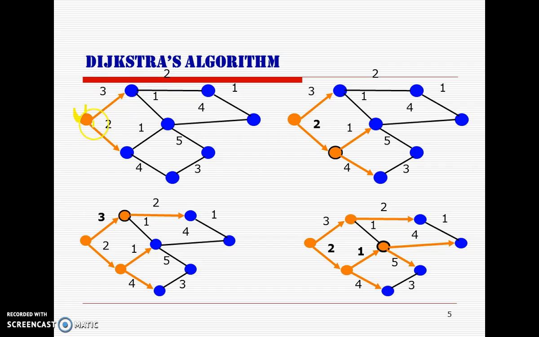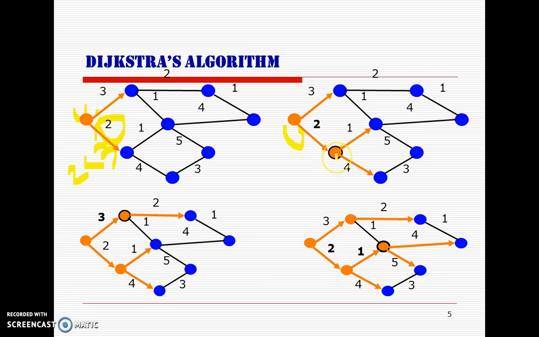We will take 2. Because here we say that 2 is less than 3, so we are taking this particular line. This is the starting node u, and you are going to this particular node.